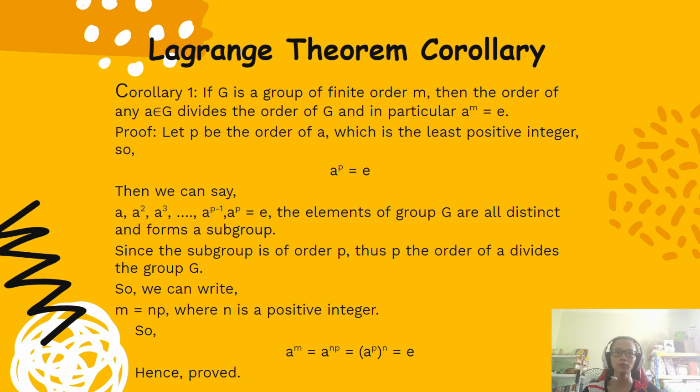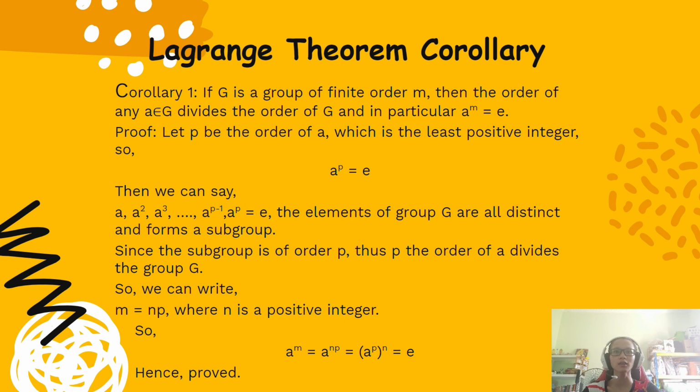The elements of this are all distinct and form a subgroup. Since the subgroup is of order p, thus p, the order of a, divides the order of group G. So we can write m equal to np, where n is a positive integer. So a power of m equal to a power of np equal to (a power of p) power of n equal to identity. So it's proven.